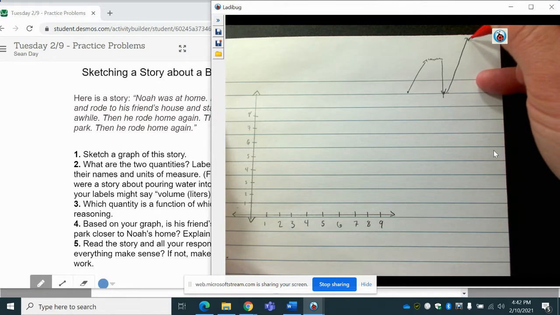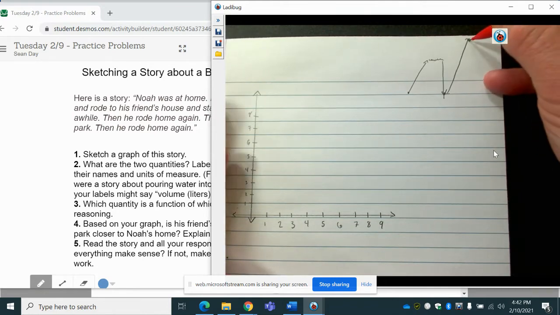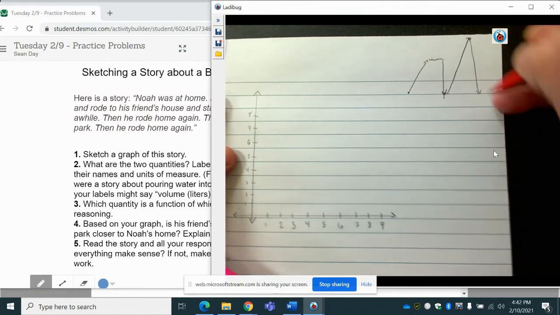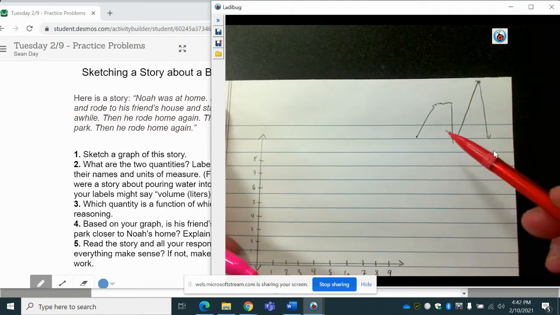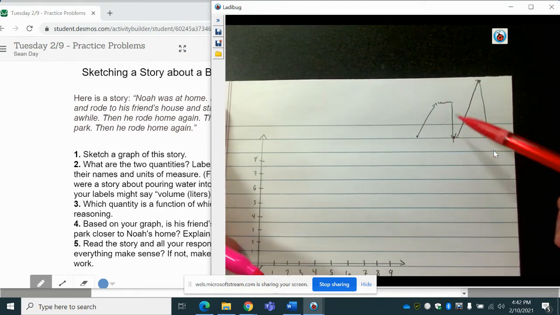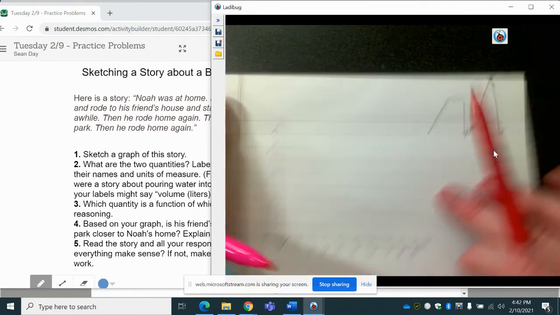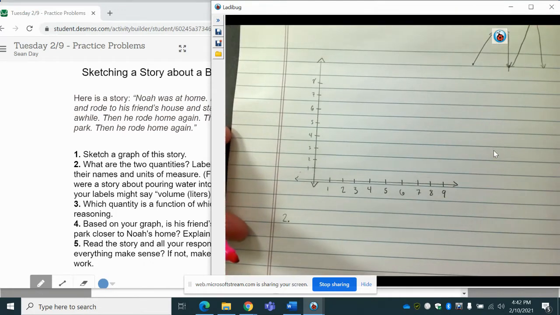Then he realizes, oh no, I got to get home. It's dinner time. And he comes straight back to his house. So my graph could look something like this. I took my story and I've created a rough sketch of what my graph could look like. So let's maybe apply this to a coordinate plane.